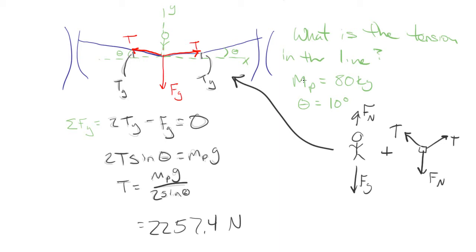How does that compare to the weight of the person? The mass of the person is 80 kilograms. Gravity is roughly 10, so we're talking about a weight of 800 newtons. But the tension is 2257 or 2200 newtons, much, much greater. The reason is that we're being really efficient in supporting this person. We're basically supporting this person with a horizontal line, which is kind of crazy. We have to apply a lot of force in the horizontal direction just to keep the person from falling in the vertical direction. That's why the force is so large.